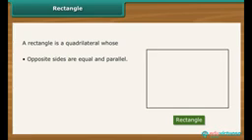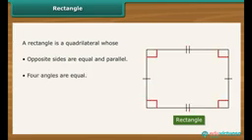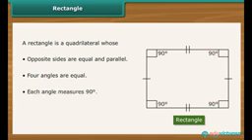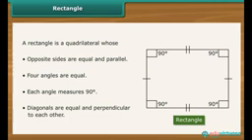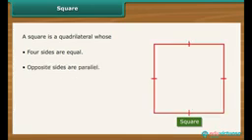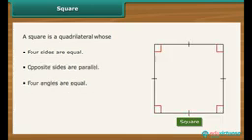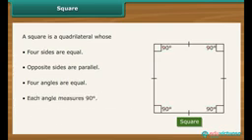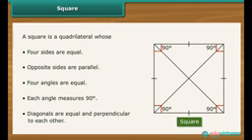Rectangle. A rectangle is a quadrilateral whose opposite sides are equal and parallel, whose four angles are equal, whose each angle measures 90 degrees, and whose diagonals are equal and perpendicular to each other. Square. A square is a quadrilateral whose four sides are equal, opposite sides are parallel, four angles are equal, each angle measures 90 degrees, and diagonals are equal and perpendicular to each other.